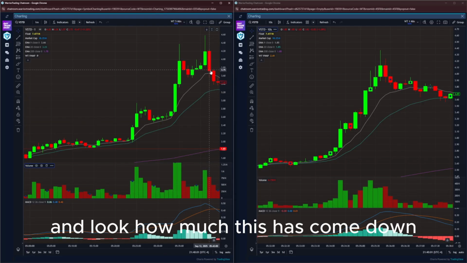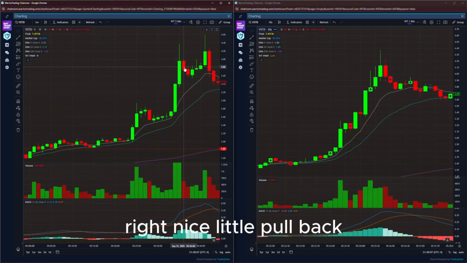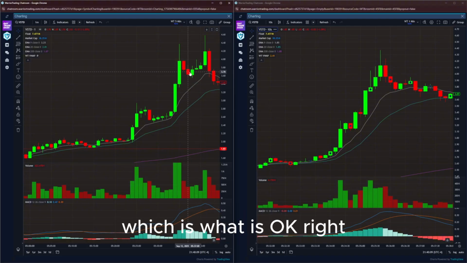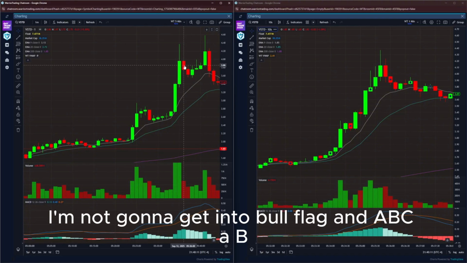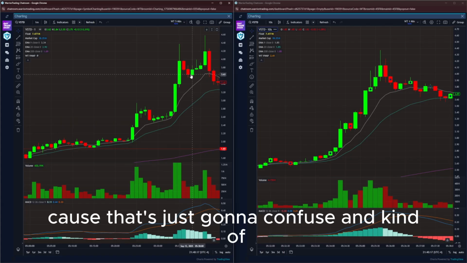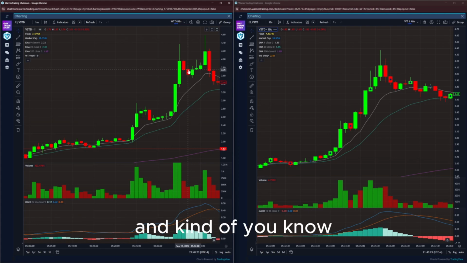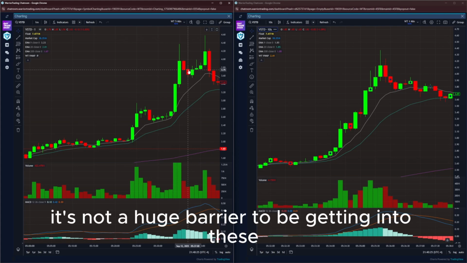And look how much this has come down. Before, it was just two little red candles, right? A nice little pullback, which is okay. I'm not going to get into bull flag and ABCD charts and stuff like that, because that's just going to confuse things. You just want to get a good idea of these charts and understand that it's not a huge barrier to getting into these.